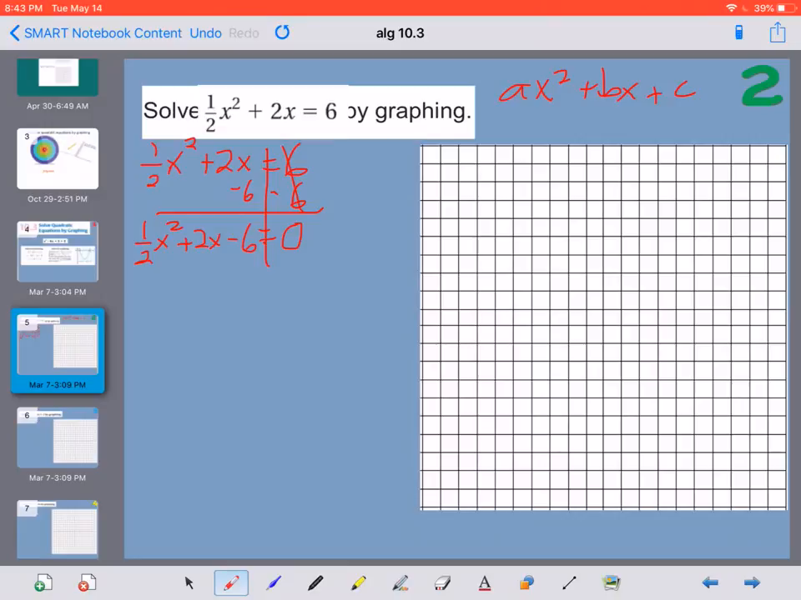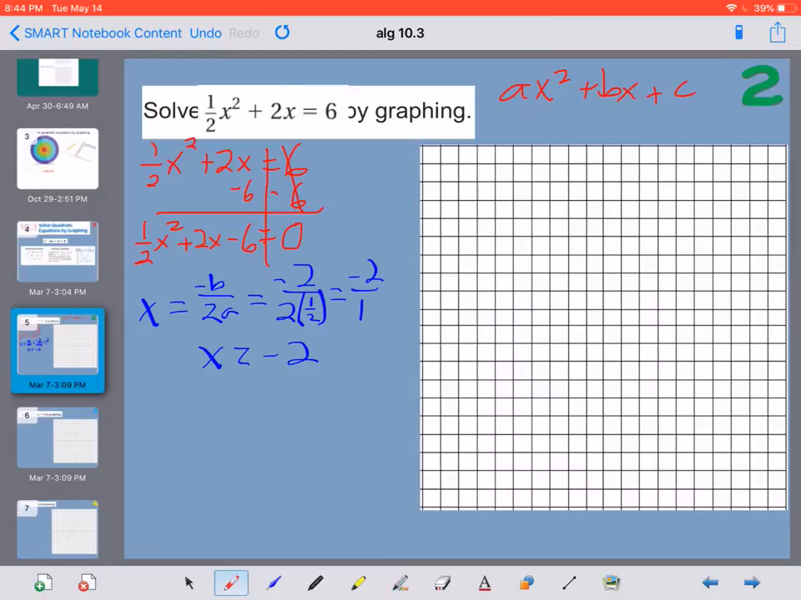So now to graph this, first I need to know my axis of symmetry. My axis of symmetry is x equals negative b divided by 2a. Negative b is going to be negative 2, divided by 2a. So 2 times 1/2, which is going to be negative 2 divided by 1. So x is going to equal negative 2. That's going to be our axis of symmetry.